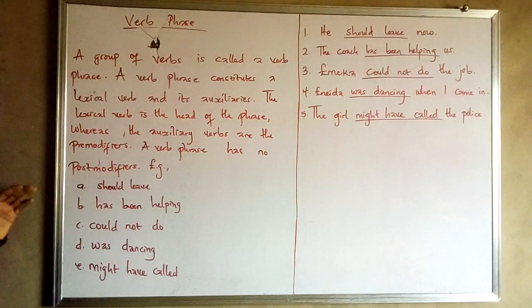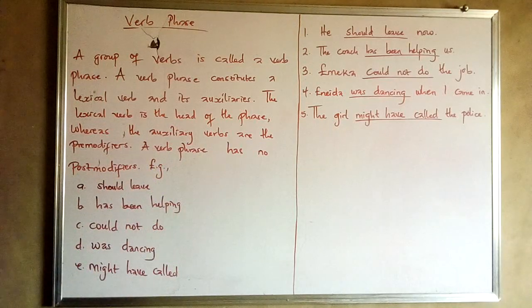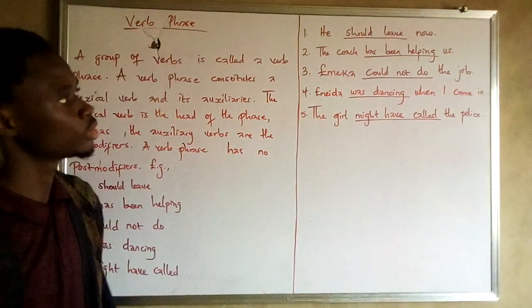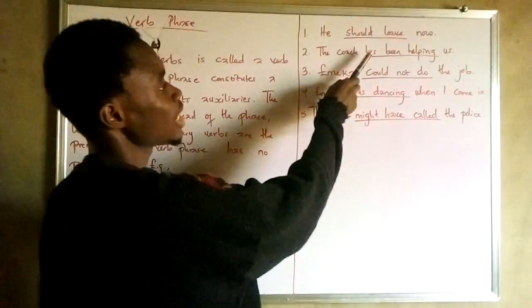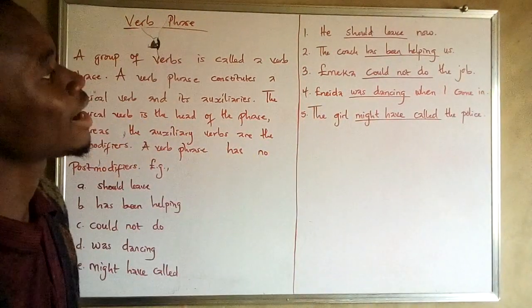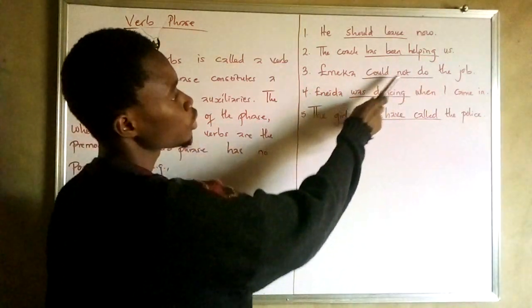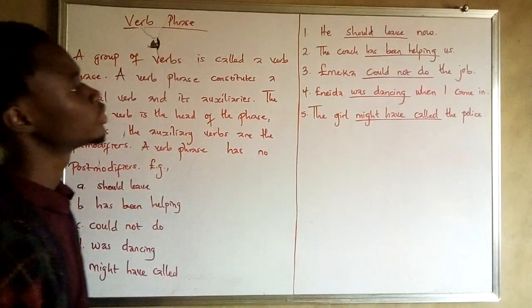So these examples are used in sentences here on the board. Number one, you should leave now. The same example. The head of the phrase, leave; premodifier, should. The coach has been helping us. The head of the phrase, helping; premodifiers, has been. Number three, the maker could not do the job. The head of the phrase, do; could not is acting as an auxiliary verb, which is a premodifier.